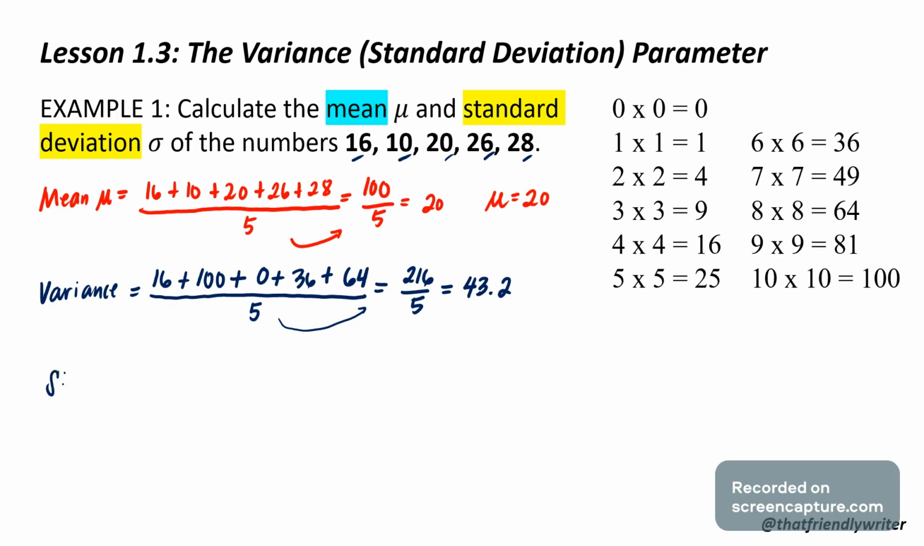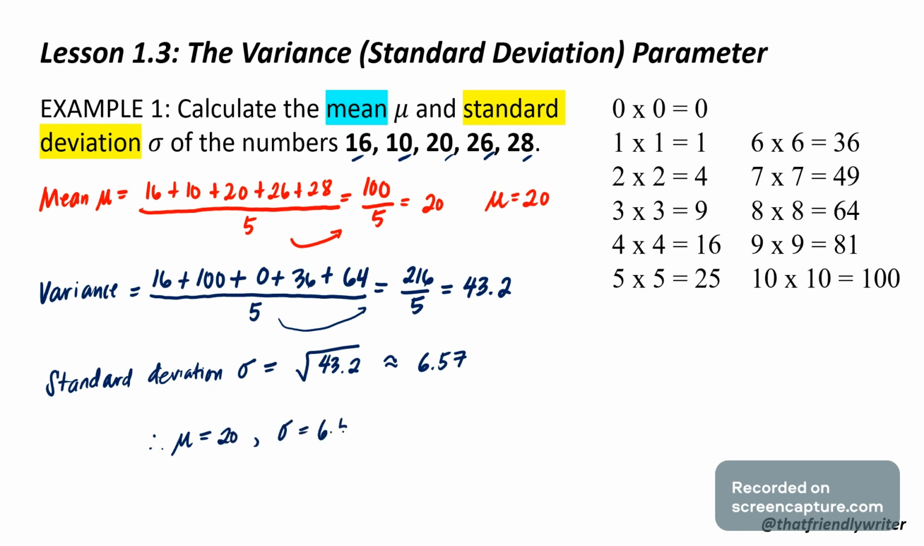To get the standard deviation sigma, we get the square root of the variance. So the variance is 43.2, and we just get the square root. And this is the standard deviation sigma, which is approximately equivalent to 6.57. Therefore, the mean mu is 20, while the standard deviation is 6.57.